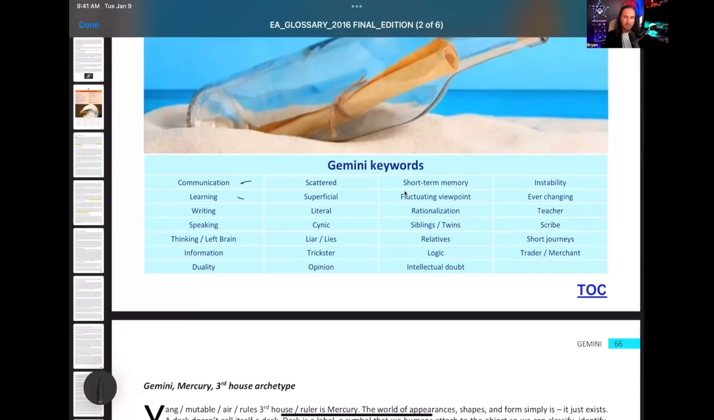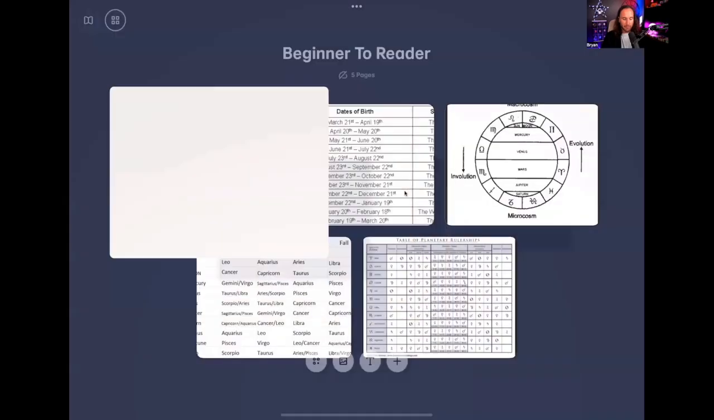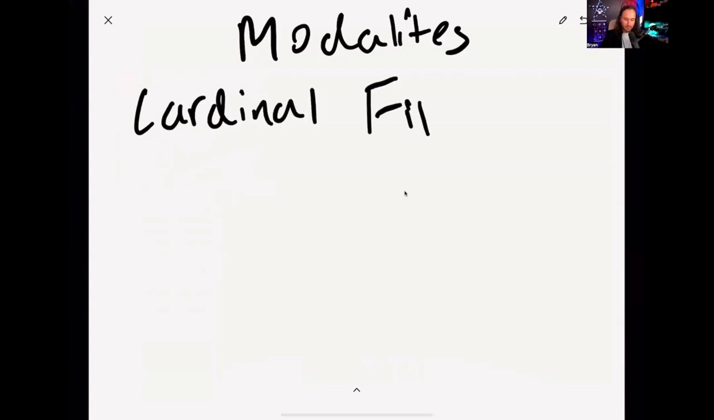But it is that energy of taking information in and taking facts in, and it's also mutable energy. And I think this is a good time, since we're on Gemini and there are 3 modalities and we've gone through it, that I'm going to touch on that with you now and segue over to that. The modalities. There is cardinal, there is fixed, and there is mutable. I'm gonna see if I can space this out better.